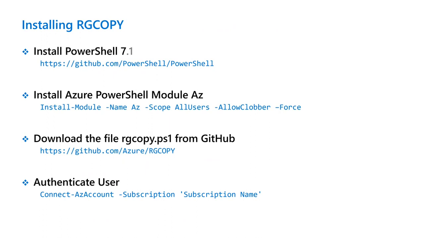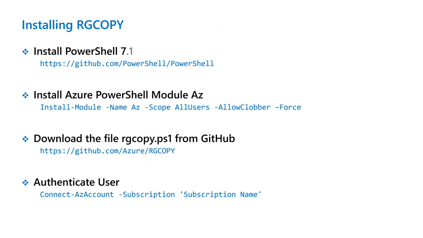You can run RGCOPY on any machine that supports PowerShell 7. That is Windows, Linux, Macintosh, and even Azure Cloud Shell. In Azure Development, we are running RGCOPY most of the time inside a Linux container.